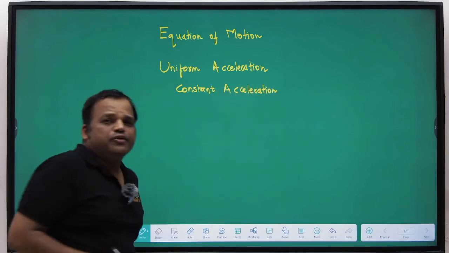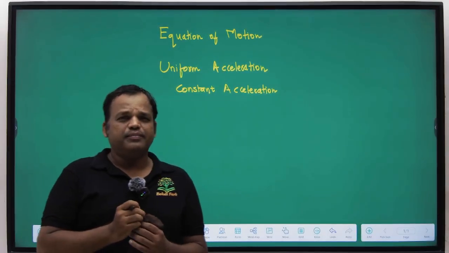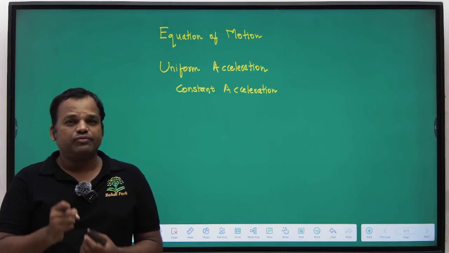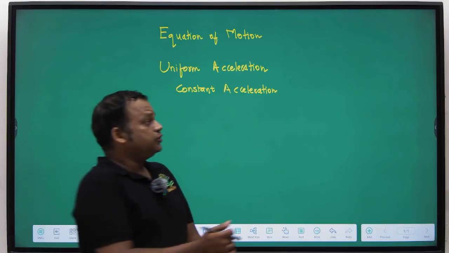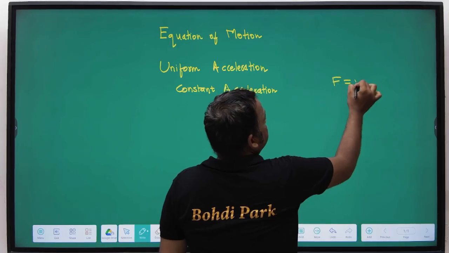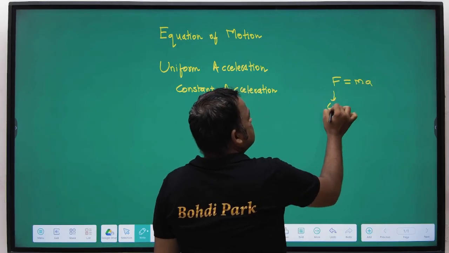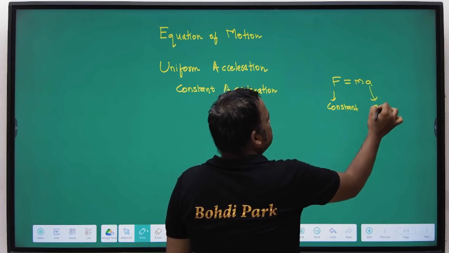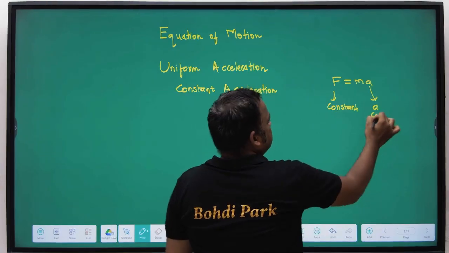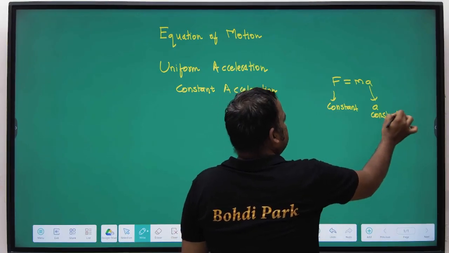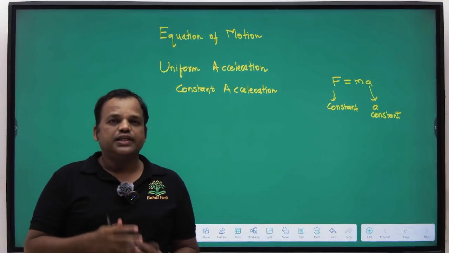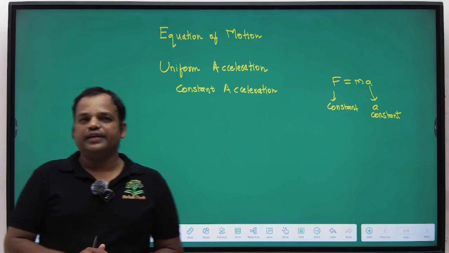So we know from the basics of physics that acceleration is the result of force. So we have force is equal to ma. So when force is constant, mass is constant, and acceleration is also constant. So when constant acceleration is there, the velocity will change at a constant rate.